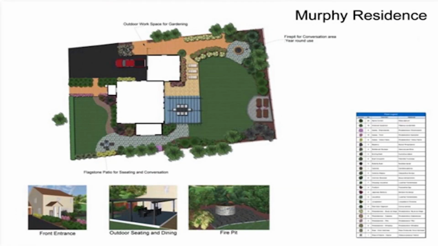This is the final product from our project using Realtime Landscaping Architect. It is in plan view. It also includes 3 perspective photos on the bottom of the page to show the front entrance, outdoor seating and dining space, and the fire pit. If you look at the bottom right-hand side, you can see the plant list that I inserted, which includes all of the plants used in the design.